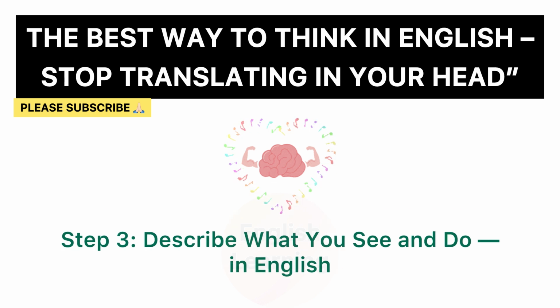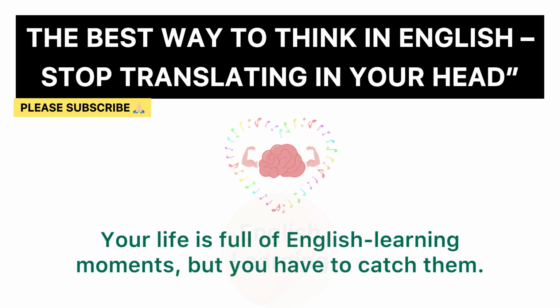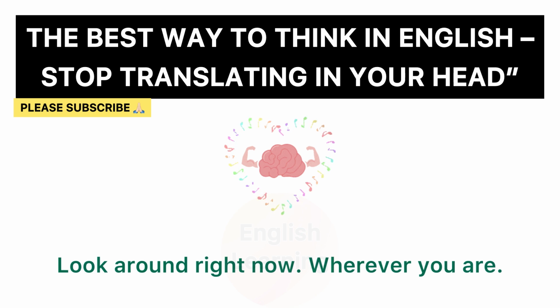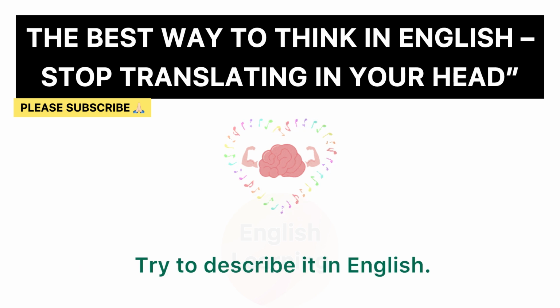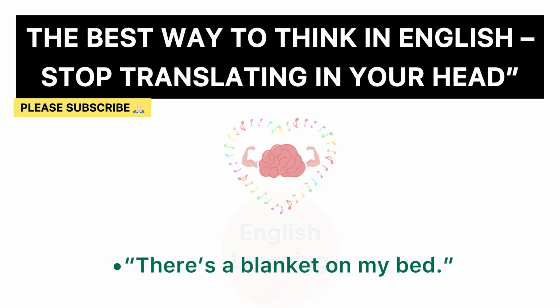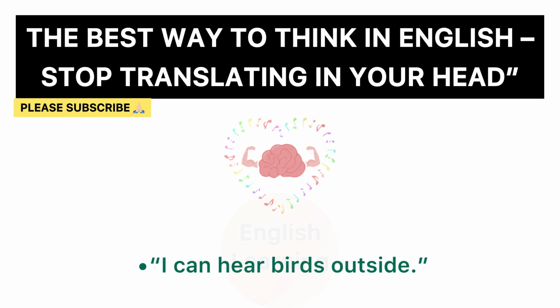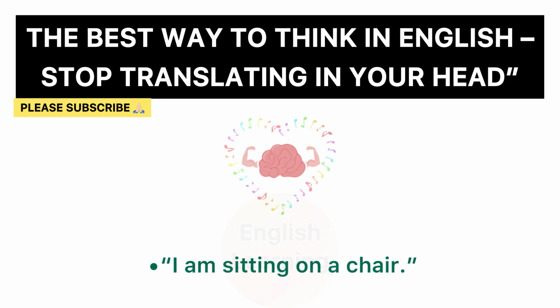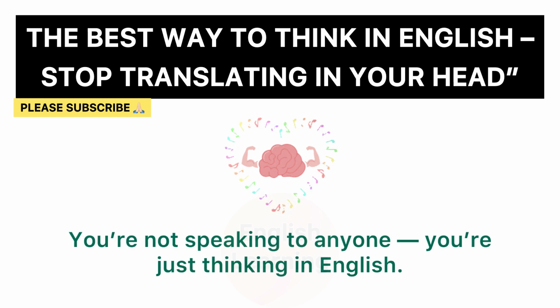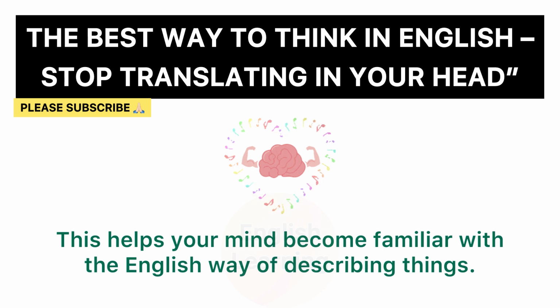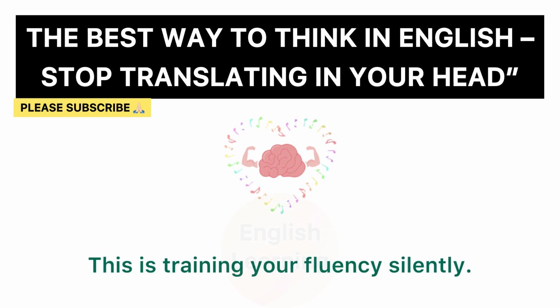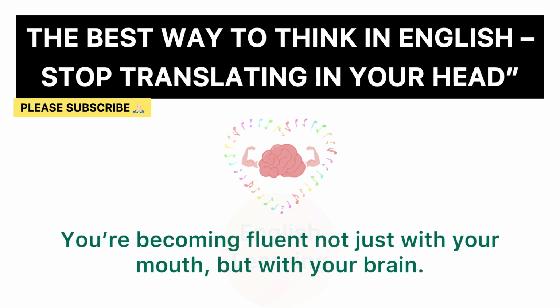Step 3. Describe what you see and do in English. Your life is full of English learning moments, but you have to catch them. Look around right now, wherever you are. Try to describe it in English. Let's say you're in your bedroom. There's a blanket on my bed. The wall is white. I can hear birds outside. I am sitting on a chair. You're not speaking to anyone, you're just thinking in English. This helps your mind become familiar with the English way of describing things. And guess what? This is training your fluency silently. You're becoming fluent not just with your mouth, but with your brain.